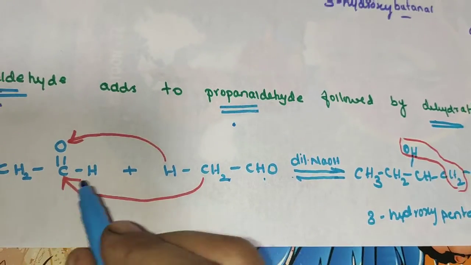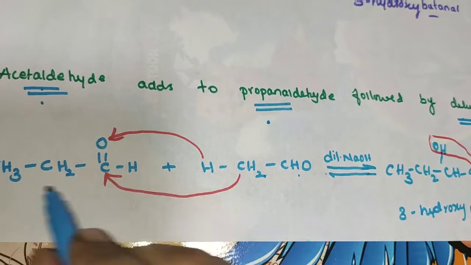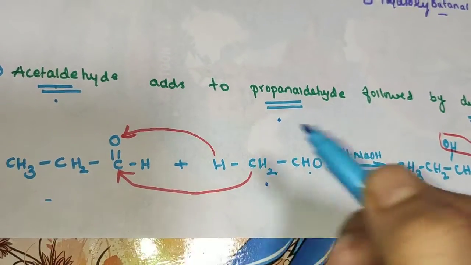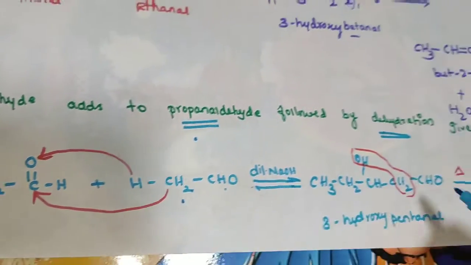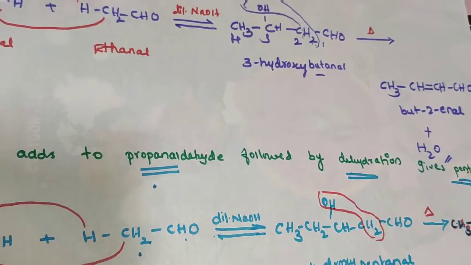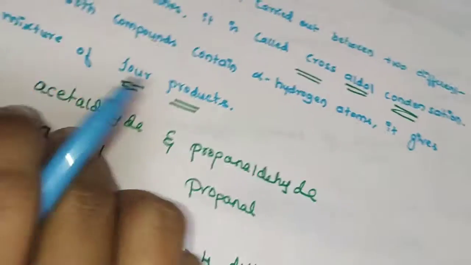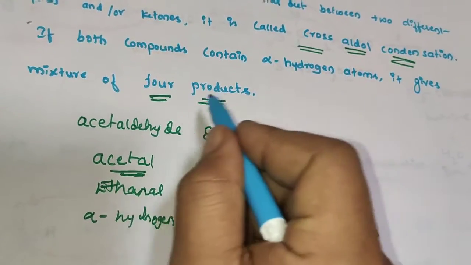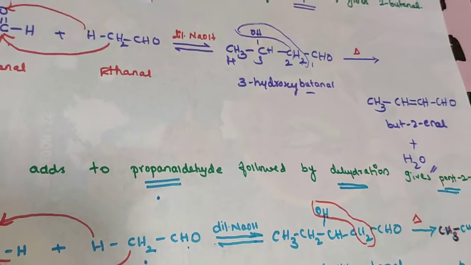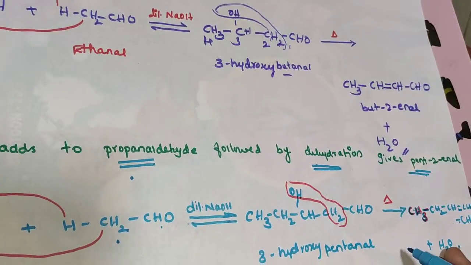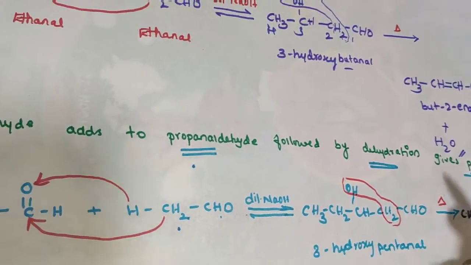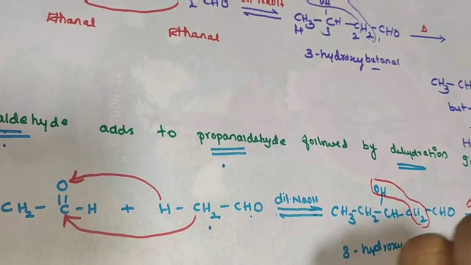So now we have understood that we are taking two different types of aldehydes, one is propanaldehyde and one is acetaldehyde. We have obtained two different types of products. As we mentioned, there is a possibility of formation of four products, and in that we have already obtained two products: one is called but-2-enal and another is called pent-2-enal. So now let us learn about the third type of reaction.